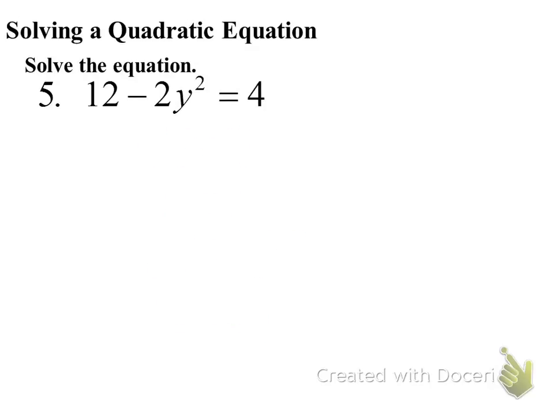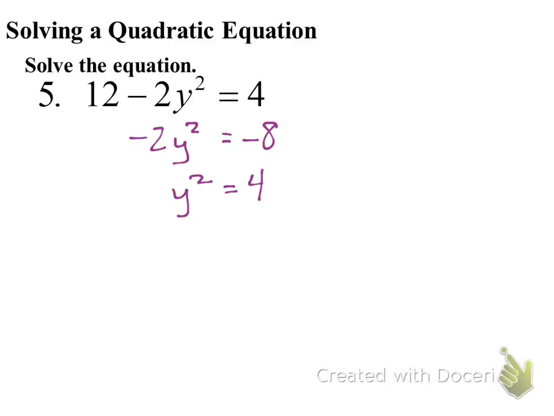We've got 12 minus 2y squared equals 4. I'm going to walk around, see what you guys have. Is it 2 or 4? It's going to be plus or minus 2. Here's why. So negative 2y squared equals negative 8. You divide by negative 2 on both sides, you get a positive 4.